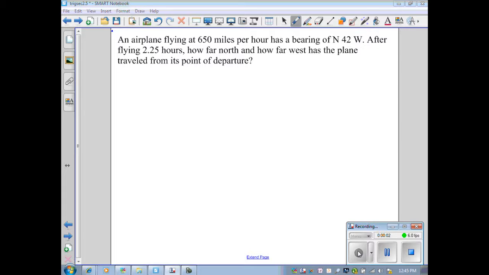Let's take a look at another example. An airplane flying at 650 miles per hour has a bearing of north 42 degrees west after flying 2.25 hours. How far north and how far west has the plane traveled from its point of departure?